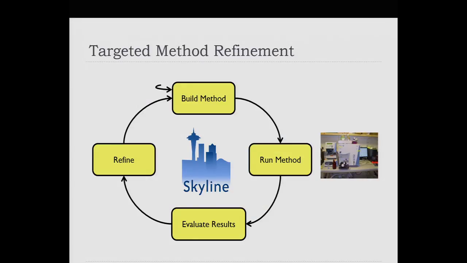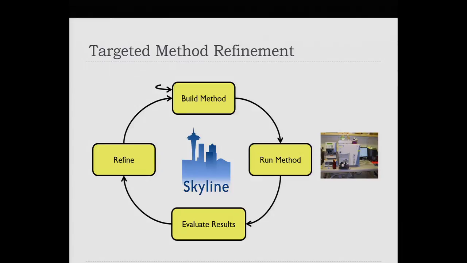And the targeted method refinement cycle looks like this, where you start out by building a method, run the method on your mass spectrometer, evaluate the results using Skyline, actually use Skyline to build the method too, and then refine. And in that funnel, you would go through this cycle many times, and we do now. We're doing this in the MacCoss lab, and I'm sure that people here at the Aerosol lab are doing this as well.